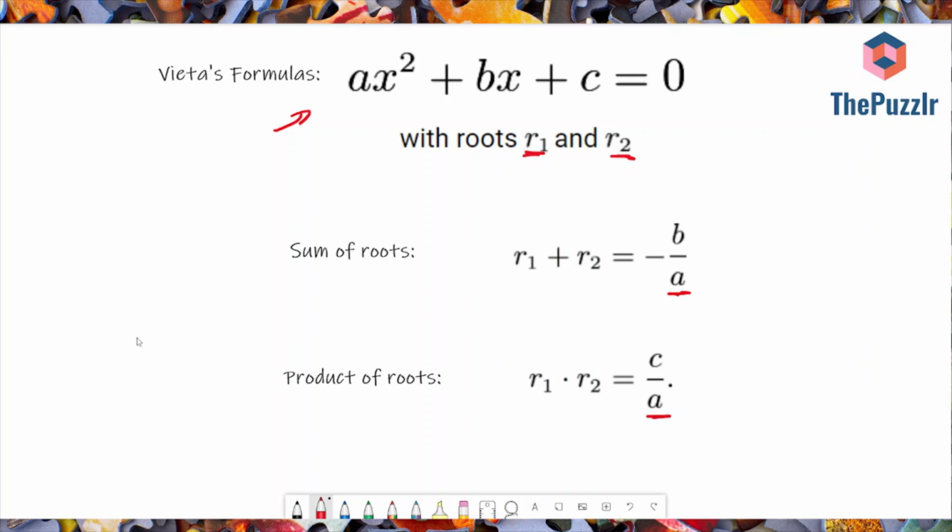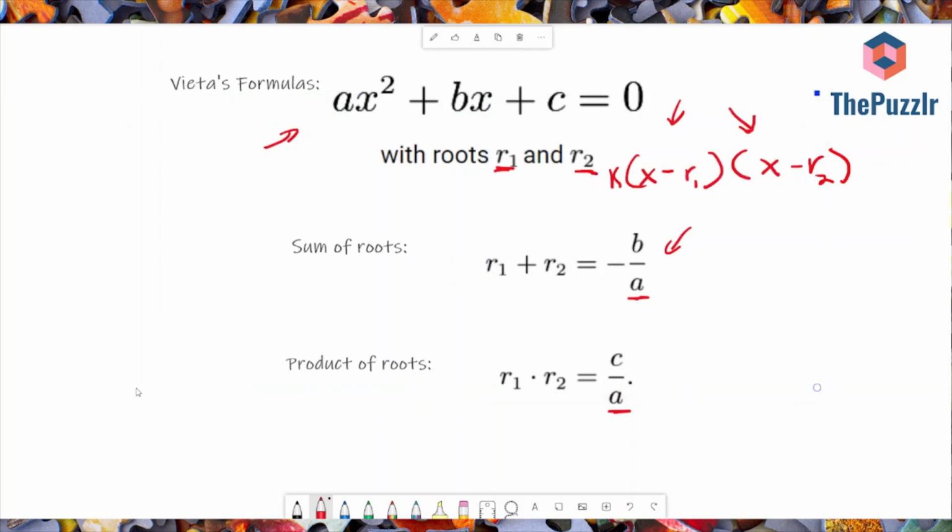So you can prove this. We won't do this in class, but if you write a factored quadratic as k times (x minus r1) times (x minus r2), and you multiply this out, you'll see where all these numbers come from. You'll see how this logically makes sense. But we won't do that in class. Instead, we'll look at the actual application of this.